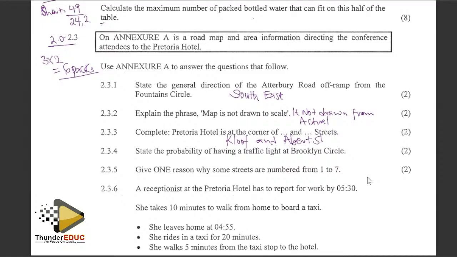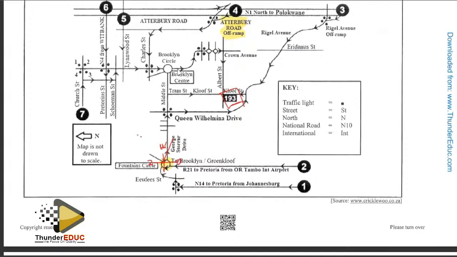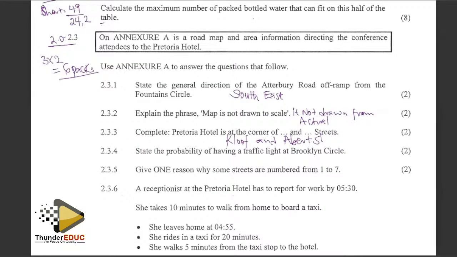All right. State the probability of having a traffic light at Brooklyn Circle. We look for Brooklyn Circle, which is this one here. So we don't have any chance of having a traffic light there. So we shall come here and you say it's 0.